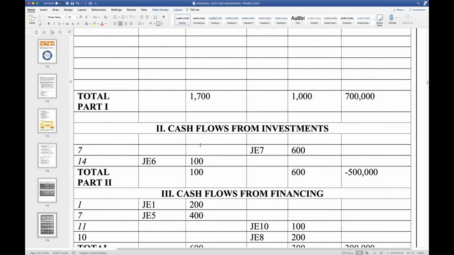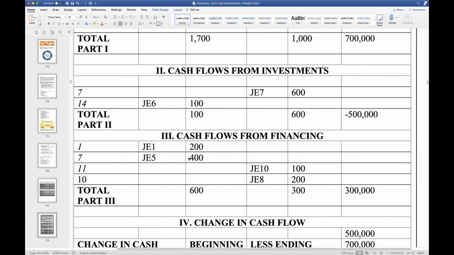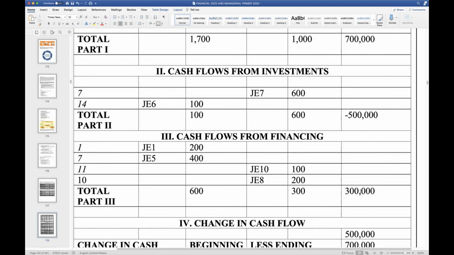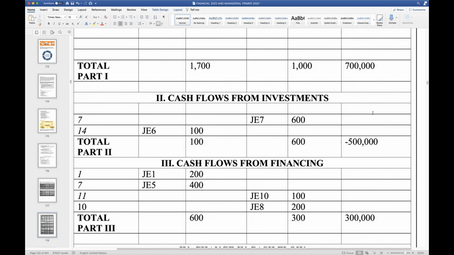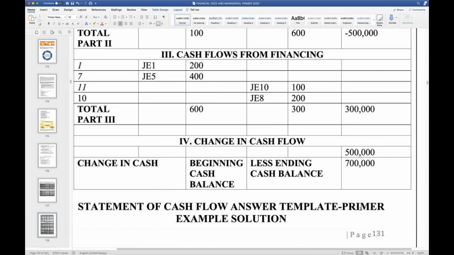Investments: we sold one item, we bought an item for $600, so our investments is minus $500. That's what we want to see. In the financing part, we contributed $200 and we borrowed $400, that's $600. We paid a dividend of $300, so the net is $300. So our change in cash: 700 minus 500 is 200, plus 300 is 500.